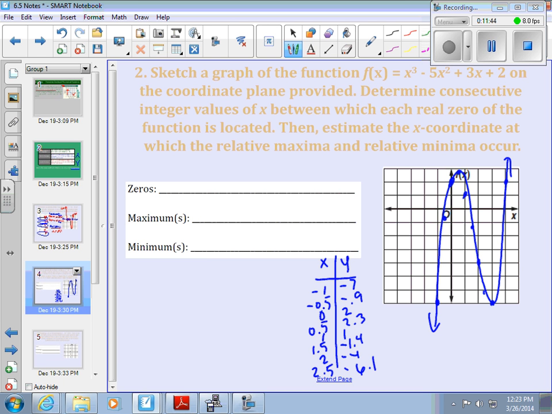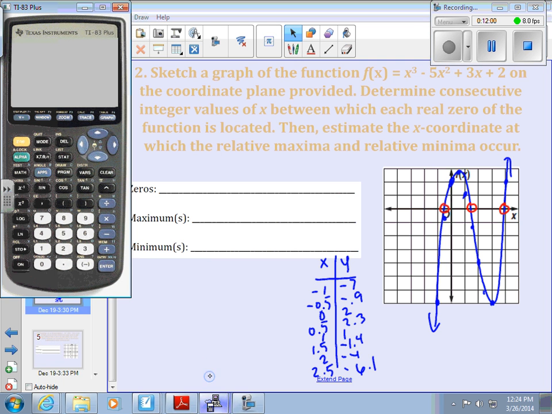Looks like there's a 0 somewhere over here between 0 and -1. There's another one between 1 and 2. And there's another one over here somewhere between 4 and 5. We've showed you guys how to find the zeros. You can use your calculator to do it. If you go to your menu, you can find the one that says 0, and you can locate it by selecting near that point, and it'll tell you where the 0 is.